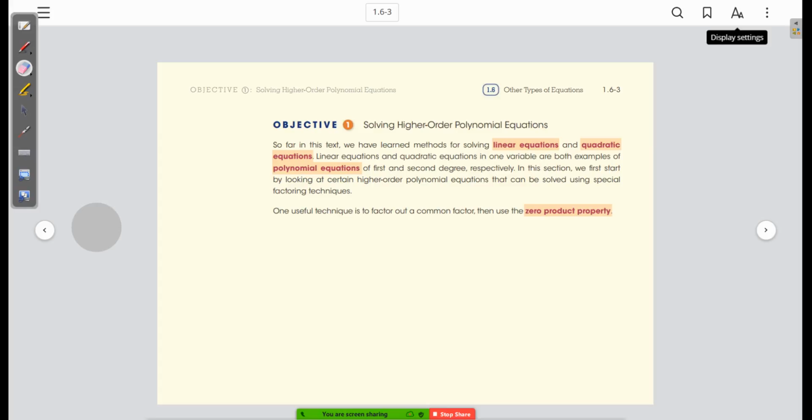The zero product property is something that we've covered and something that we'll use continuously. What we do is we move all the factors to one side and then set them equal to 0. And so we're going to see an example of that.